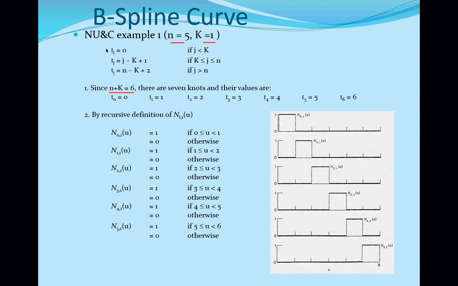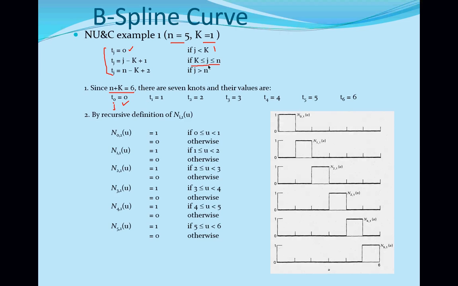Then how am I going to get T? With the help of this formulation. So this is J basically. J less than K, value of K is 1. J equal to 0, yes. So it is 0. Correct. Because here it is mentioned it is 0. Then J becomes 1. So J is in this range.